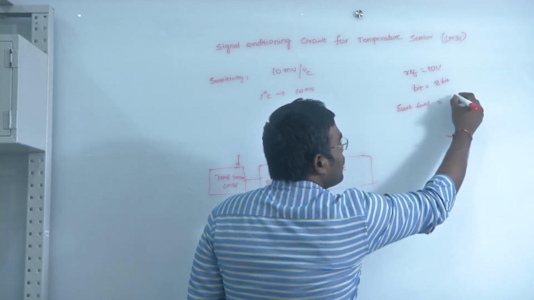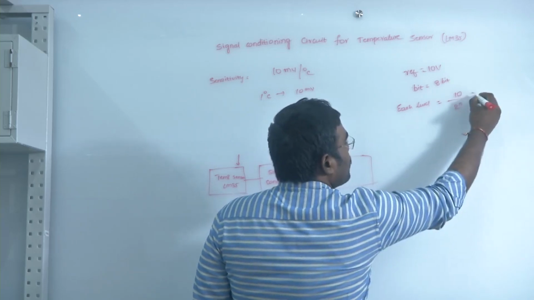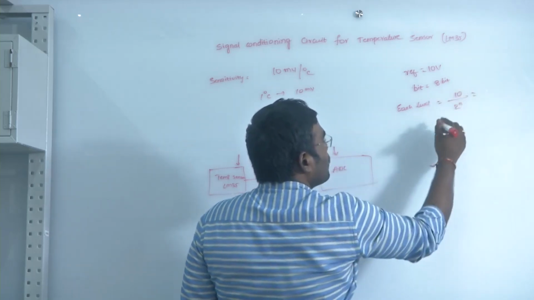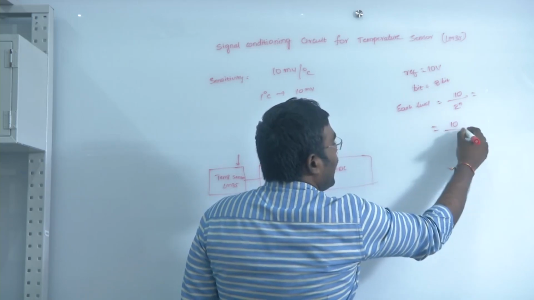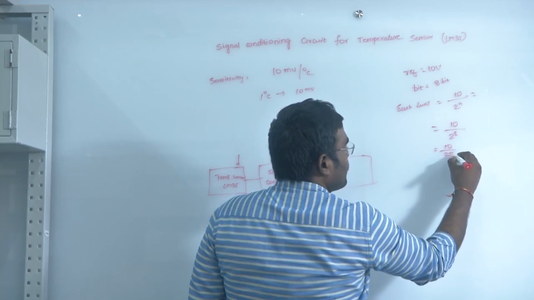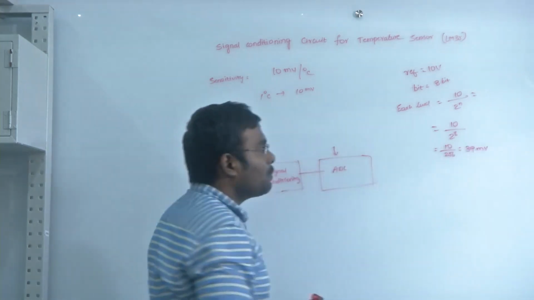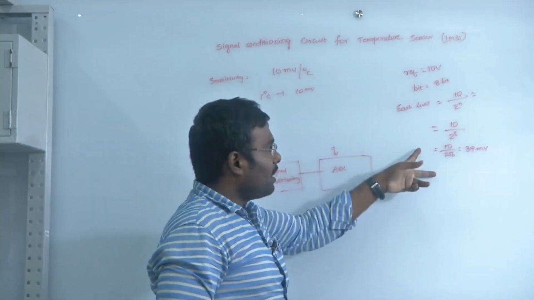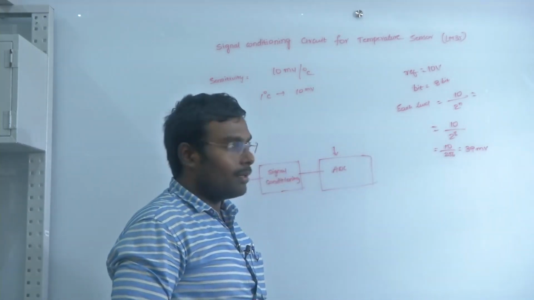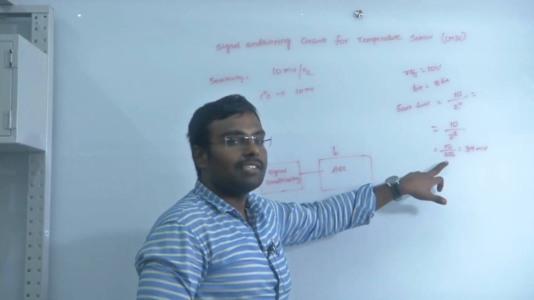Each level height can be represented as the reference voltage divided by 2 power n. Since n is 8, 2 power 8 is 256, so 10 divided by 256 is 39 millivolt. Each level height is 39 millivolt, and in total it will have 256 levels.